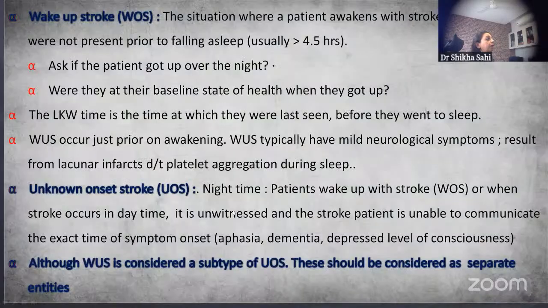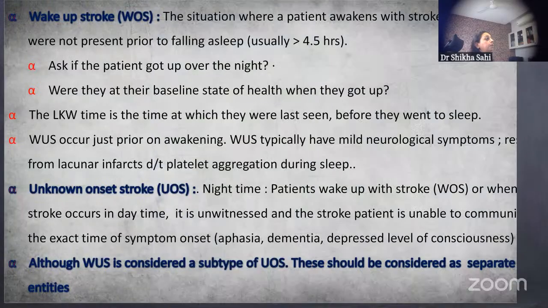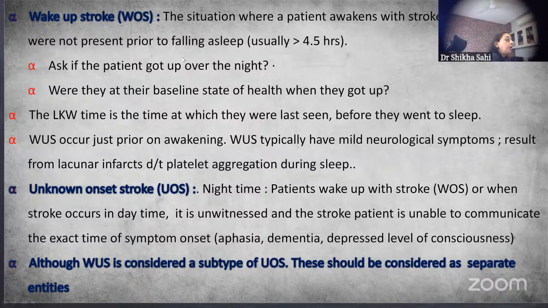So there are two types of unknown onset stroke. Either the patient wakes up with stroke symptoms that were not present before he fell asleep, and usually the sleep duration is more than 4.5 hours, which is the therapeutic window. In such patients, we can ask whether he got up in the night, and at that time, was he normal or not? What was their baseline health status when they got up? The last known well time is the time at which they were last seen to be normal, whenever he slept.